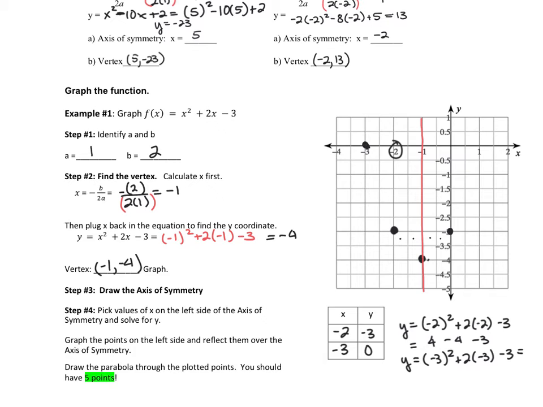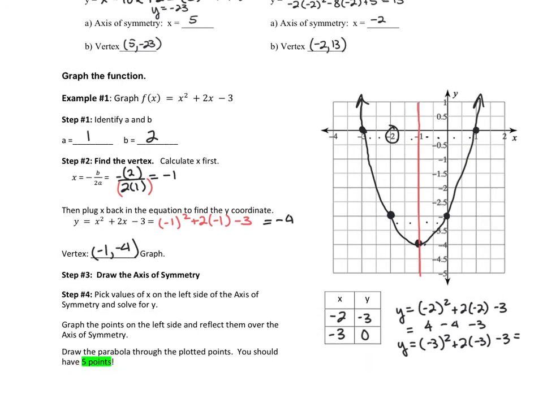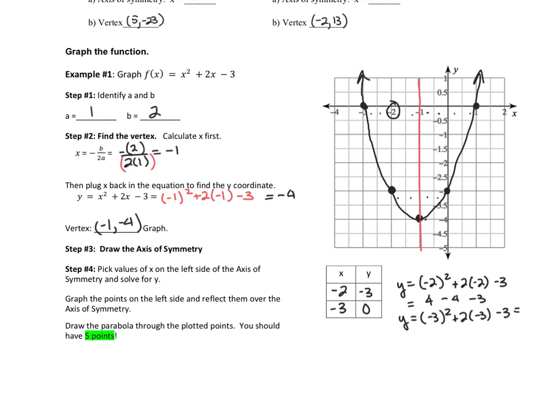The point at -3, 0 is 2, 3, 4 boxes from the axis of symmetry. So I'm going to reflect it over on the other side, 1, 2, 3, 4 boxes from the axis of symmetry. Now I have 5 points, and I'm going to draw my parabola through those 5 points. So 1, 2, 3, 4, 5, you have 5 points. So that's what you want at the end. You should have 5 points.